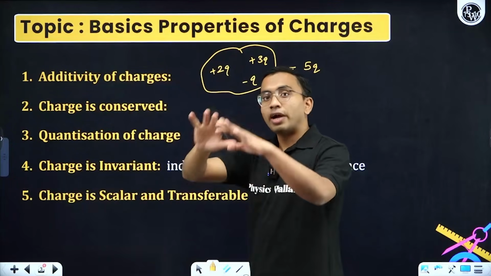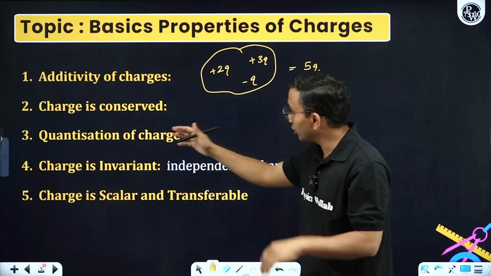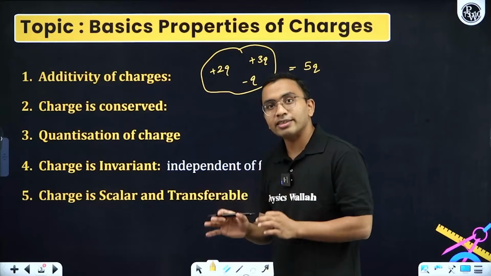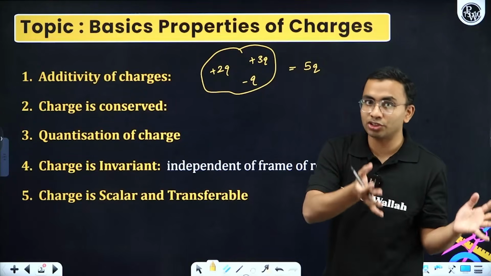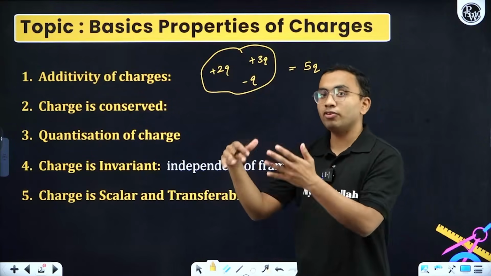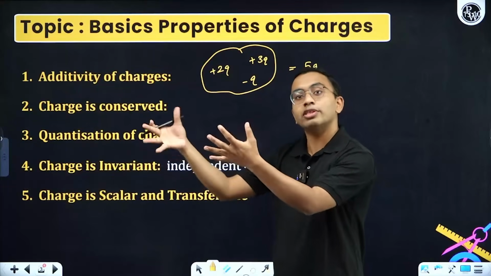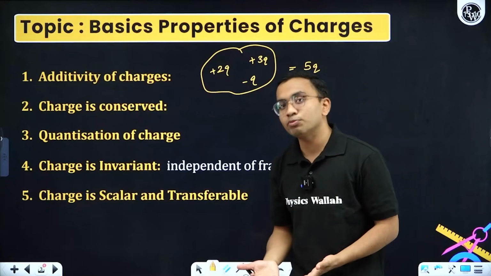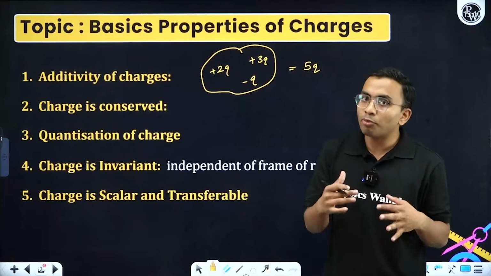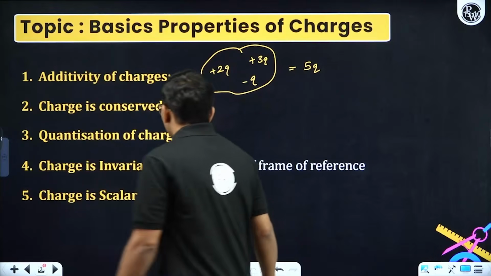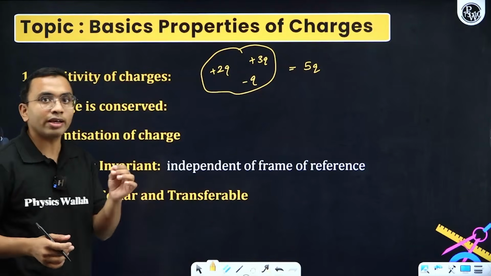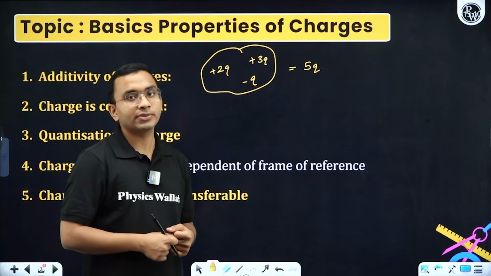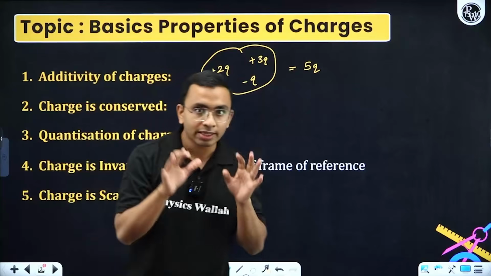Charge is conserved. If I take an isolated system, the charge is not going to change. Quantization of charge: any charge is an integral multiple of 1.6 into 10 to the power minus 19. If it is a negative charge, it will be a multiple of minus 1.6 into 10 to the power minus 19, which means the body has excess electrons. If it is a positive charge, it will be a multiple of plus 1.6 into 10 to the power minus 19, which means the body has lost a few electrons. So I'll say the charge is quantized. You will not have a charge which is, let us take, 2 by 3 of the charge of an electron. That is not possible when we are talking about static charges.